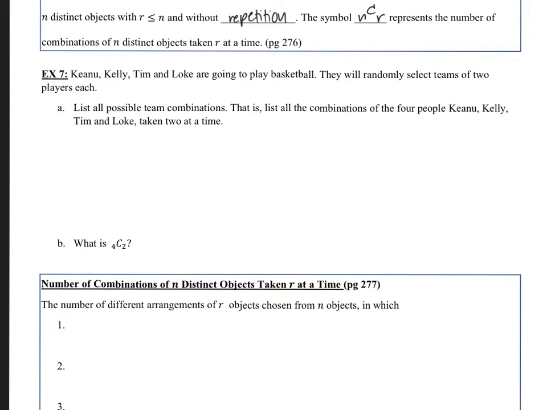Alright, so hopefully you took a time to do that. Let's see, the possible combinations. We could have Keanu and Kelly. Then we could have Keanu and Tim. Then Keanu and Loke. Alright, let's see. Now let's look with Kelly. We could have Kelly Keanu, which we already did. We could have Kelly Tim. We don't have that one yet, so let's go ahead and write that down. Kelly Tim. Then we could have Kelly and Loke, which we don't have yet, so we'll write that one down.